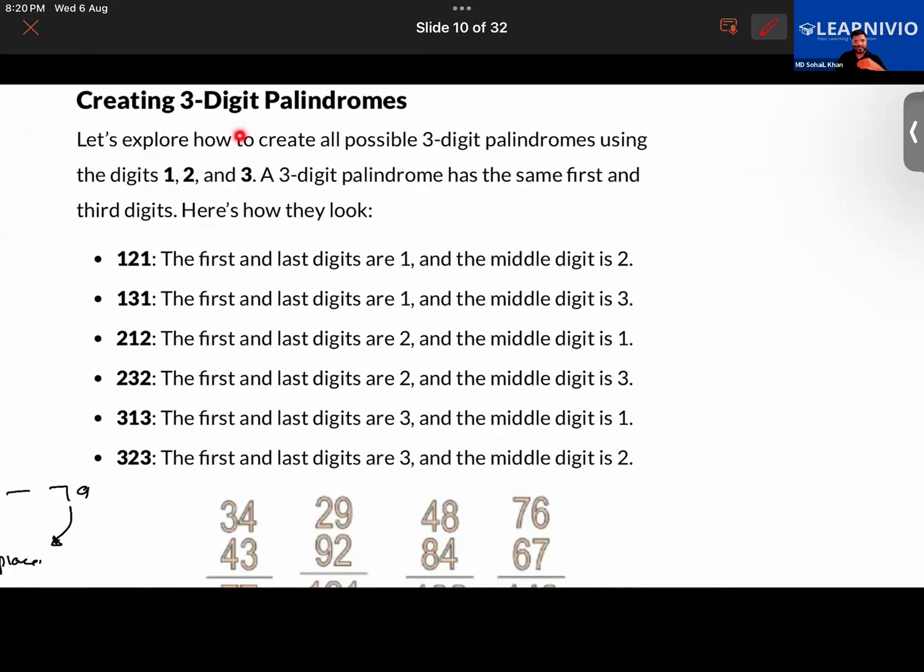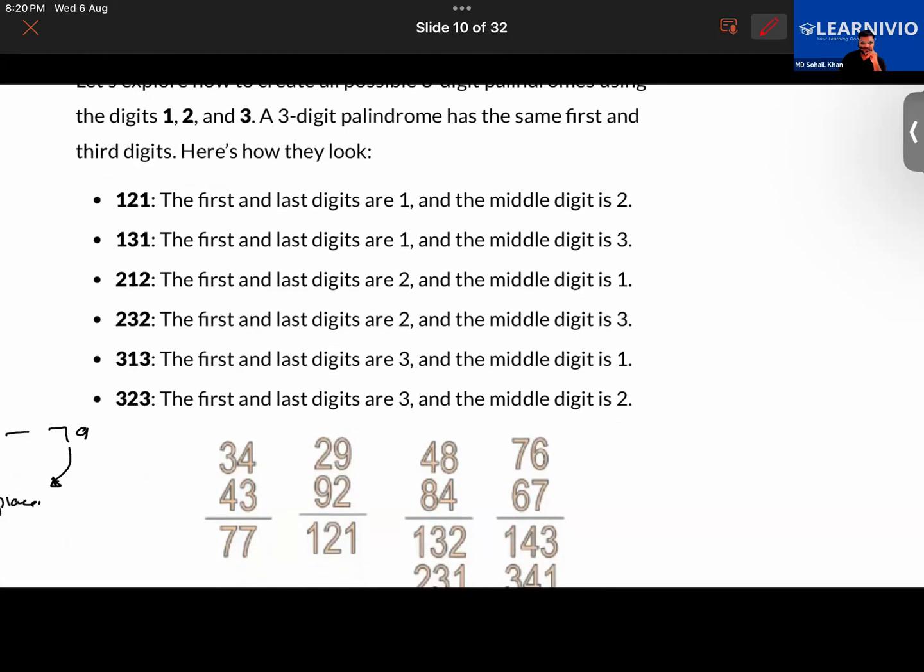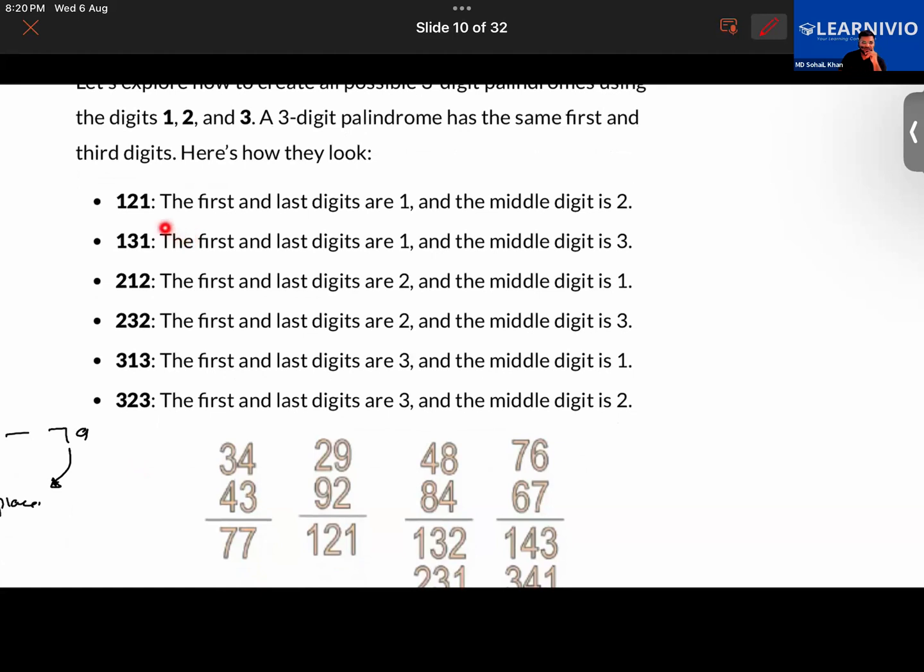So how can we create 3-digit palindromes or 2-digit palindromes? Let's explore how to create all the possible 3-digit palindromes using the digits 1, 2, and 3. Using only these 3 digits, how many 3-digit palindromes can be created? We have to use at least 2 different digits, and one of the digits can be repeated. So 121: the first and last digits are 1 and 1, and the middle digit is 2. Similarly, it will be 131, 212, 232, 313, and 323. So these are all the possible 3-digit palindromes that can be made using the digits 1, 2, and 3.